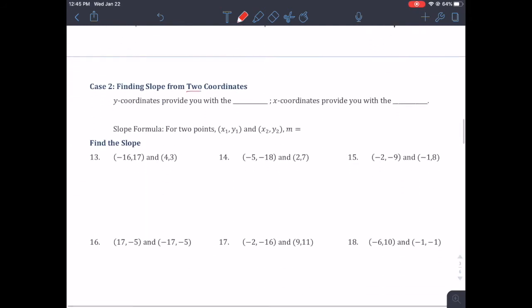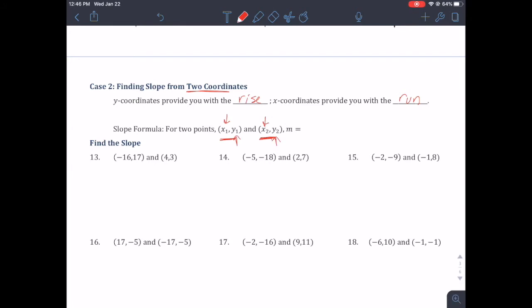Next, we have slope from 2 coordinates. So we still want the rise and the run. The y coordinates will provide us with the rise, and the x coordinates will provide us with the run. So if we called the first point x1 and y1, and the second point x2 and y2, and those little subscripts, those 1s and 2s, that's not an exponent. It doesn't mean square it or take it to the first power. Those are just descriptors. This is the first x, this is the second x. This is the first y, this is the second y.